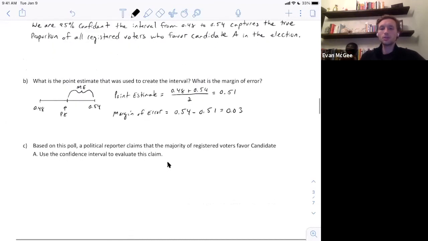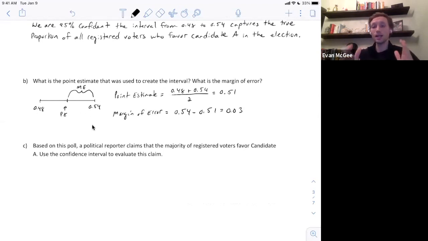Okay, so last question. Based on this poll, a political reporter claims that the majority of registered voters favor candidate A. Use this confidence interval to evaluate the claim. So you have to remember that a confidence interval gives us all plausible values. So in our interval, we stretch from 0.48 or 48% to 54%. So we're 95% confident that the proportion of voters who favor candidate A is somewhere from 48% to 54%. So based on what we believe to be true, what do we think about this claim?